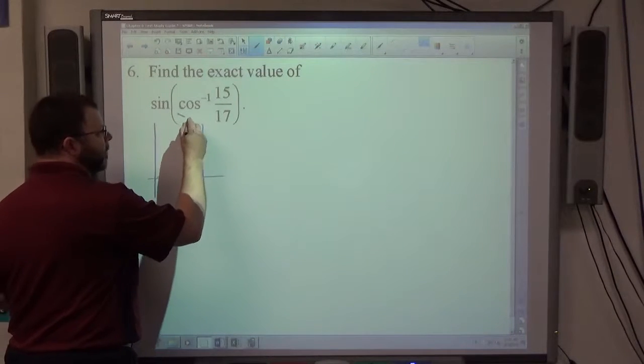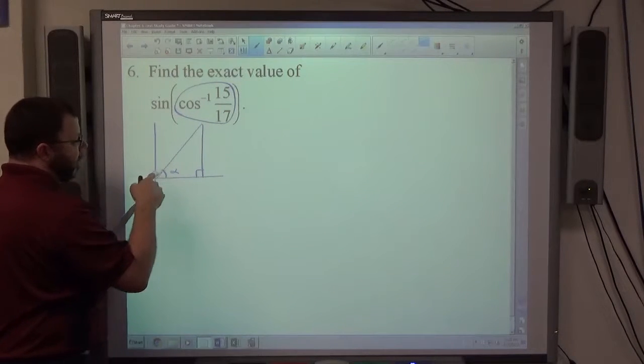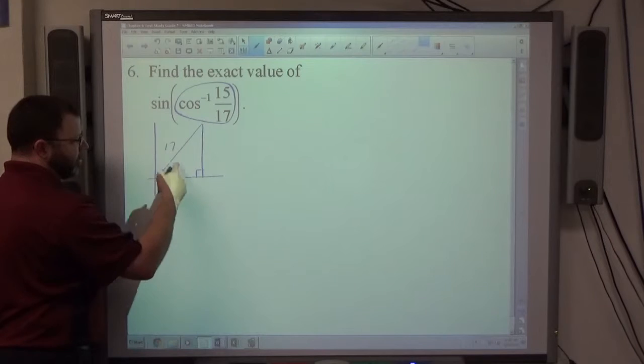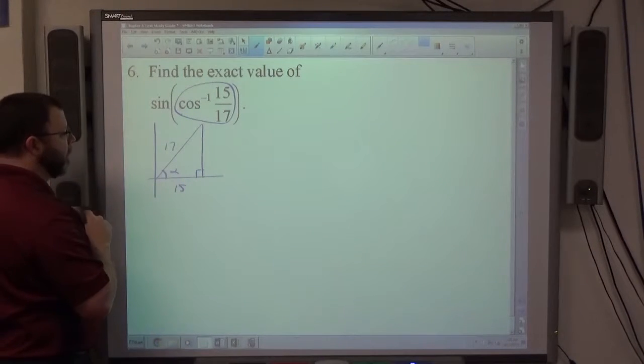So this inverse trig function represents an angle. That angle is going to be called alpha. Alpha has a cosine of 15/17, so adjacent over hypotenuse. Now this angle has a cosine of 15/17, that's how you draw alpha.